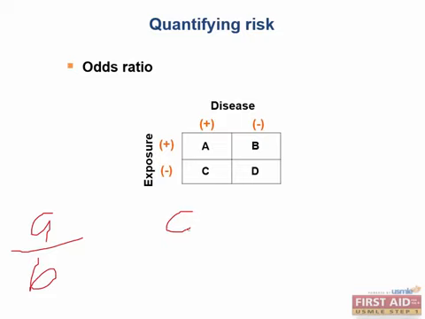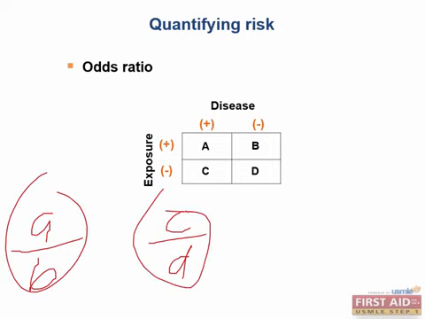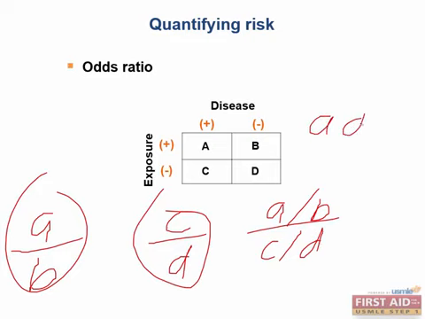Secondly, we need to figure out the odds of developing the disease without an exposure, or C, the number of people who got the disease without being exposed, divided by D, the number of disease-free, exposure-free individuals. Okay, now to compare these two groups and quantify the odds ratio, you simply divide this step by this step. Or in other words, A over B divided by C over D. And with some simple mathematics, the expression becomes A times D over B times C.